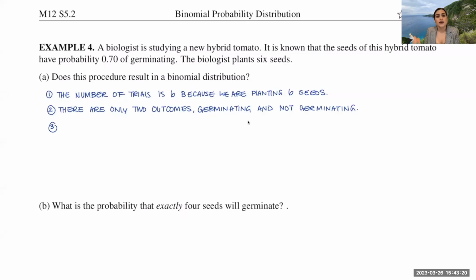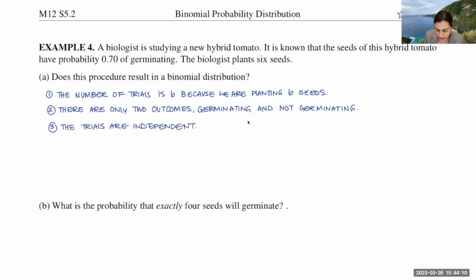Third one is every trial is independent. Here we know that the trials, he's just planting seeds. The probability that one seed germinates is not going to affect the probability that the other one germinates, especially because they told us that the probability of germinating is 0.7, right, which is 70%. We know that the probability that it germinates is staying constant. So that's going to also guide us into the independent condition. The trials are independent.